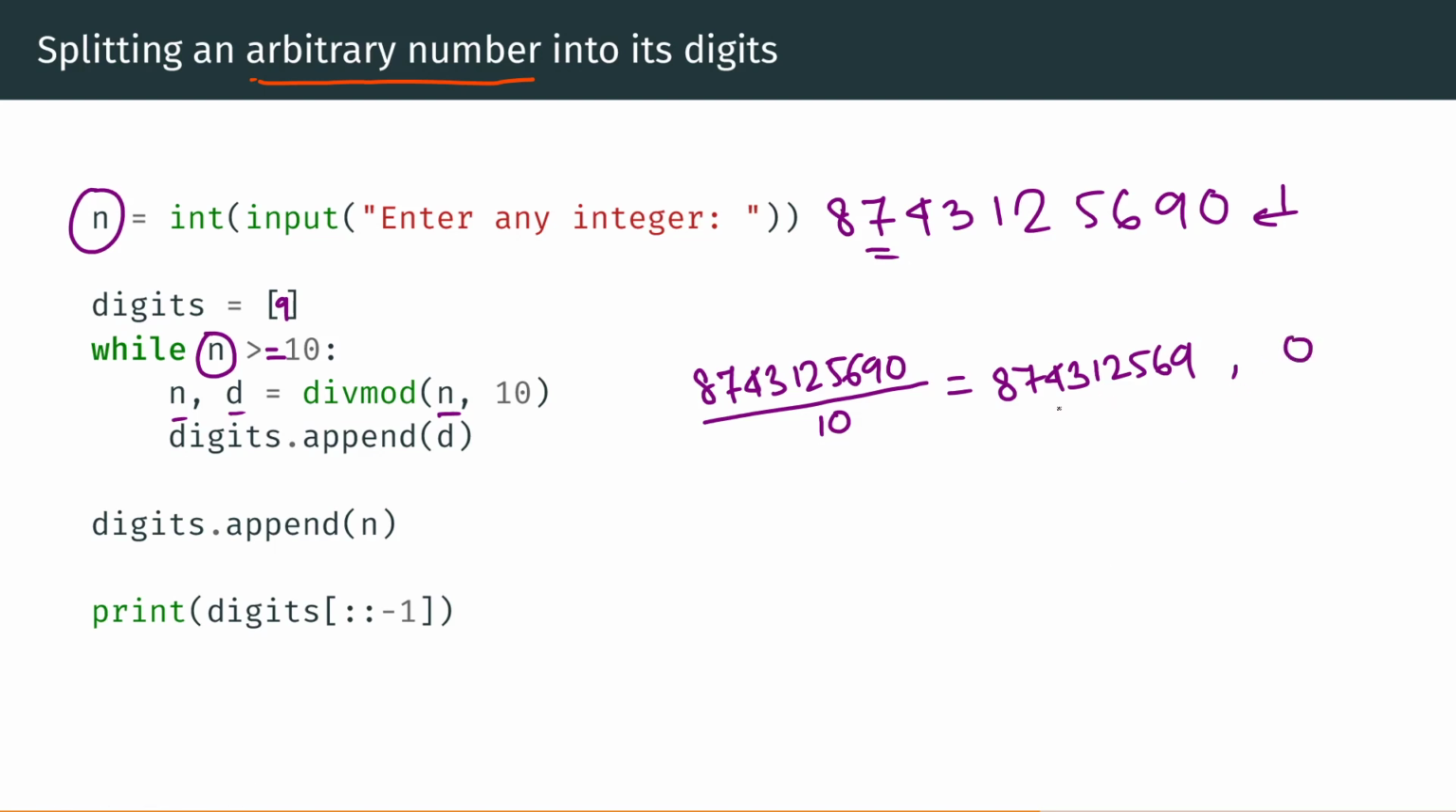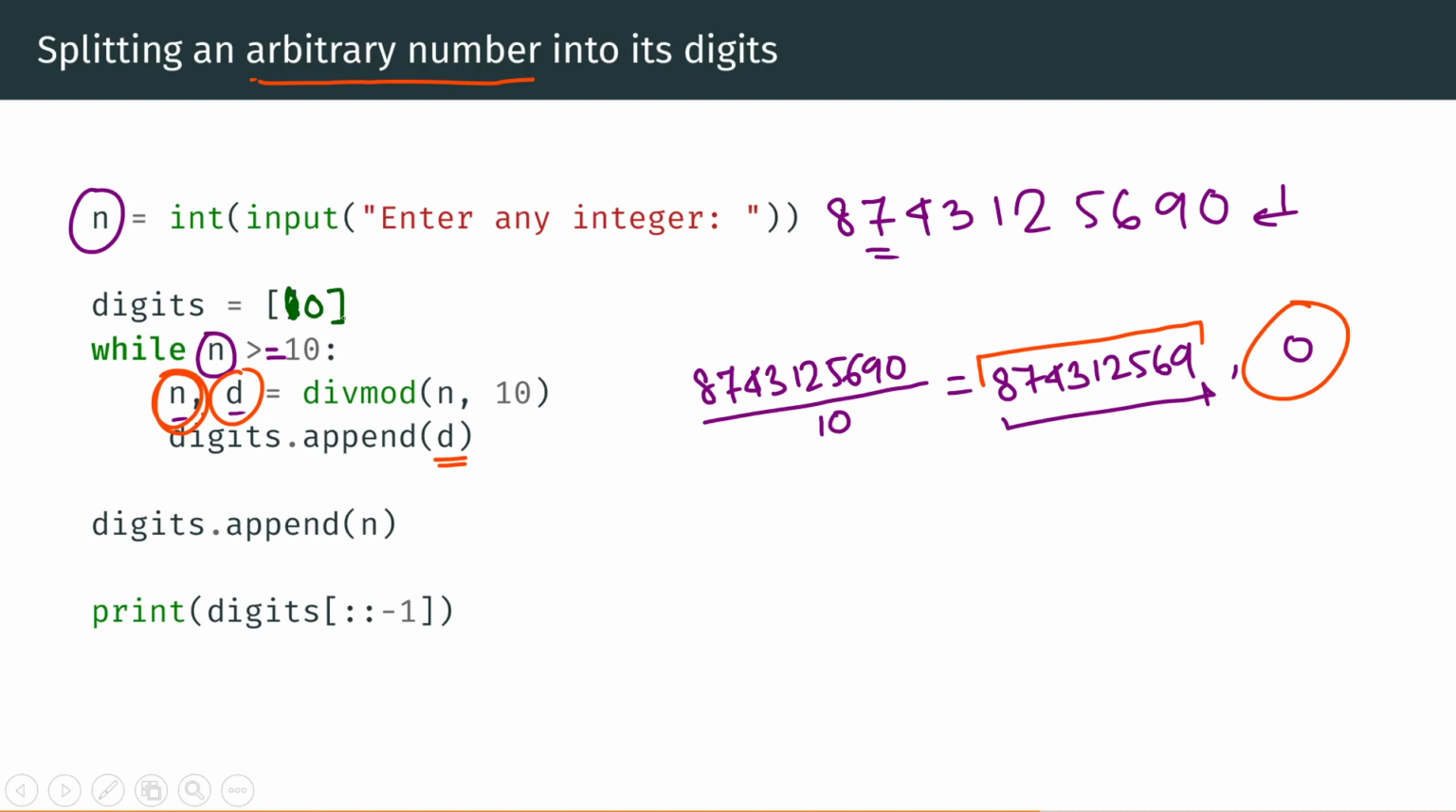Now the quotient is stored, the quotient replaces the original number. So this is n right here, and this was the old n. So now the new n has the value of the quotient. The old n has been replaced, and d gives us the remainder, which is 0, and that remainder is appended to that list. So the list initially was empty, and now it contains 0.